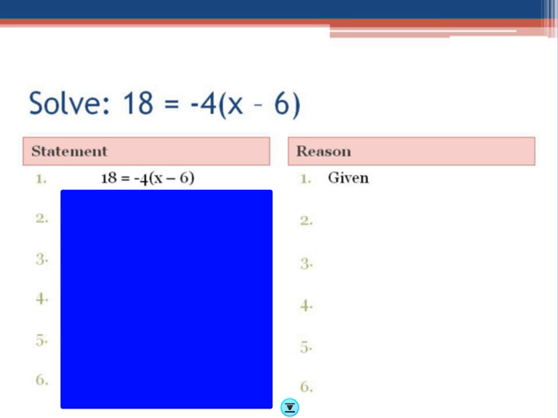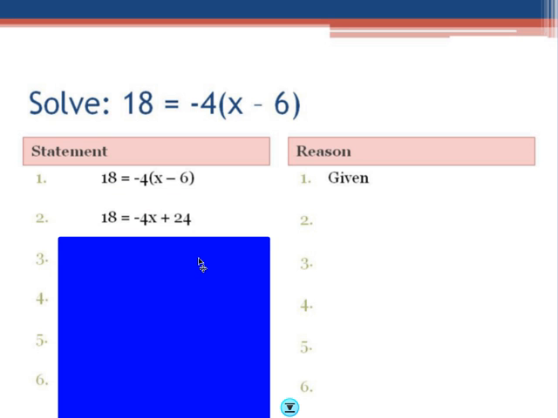Let's start with an example. So we have our statement and our reason. So it's kind of set up like a two-column proof. You see this more in geometry, but we do use it for our solving and justifying equations. So if we look first, we have our given statement. So number one is given to us. Our second step would be to go through and distribute that -4. So we're taking that -4 and distributing it through. So to get from step 1 to step 2, we justify that by our distributive property.